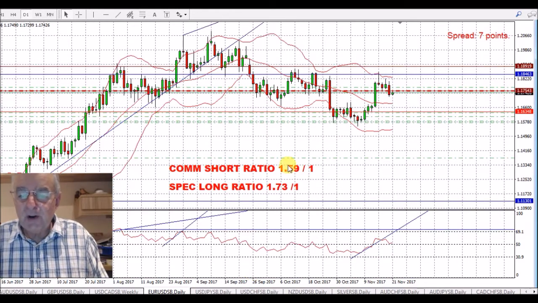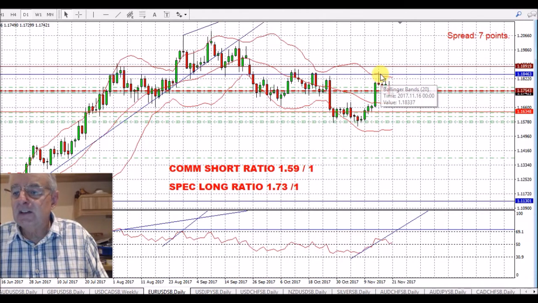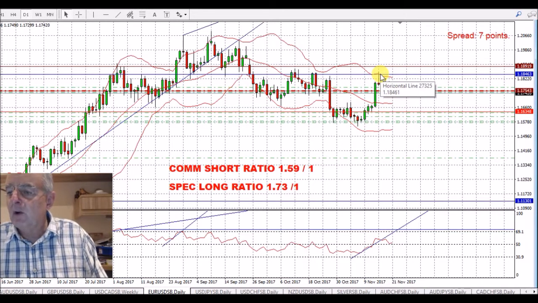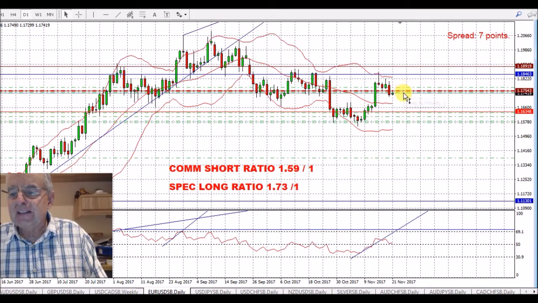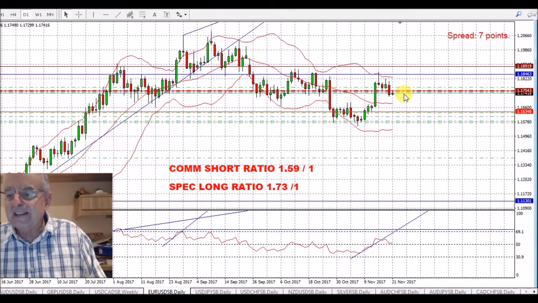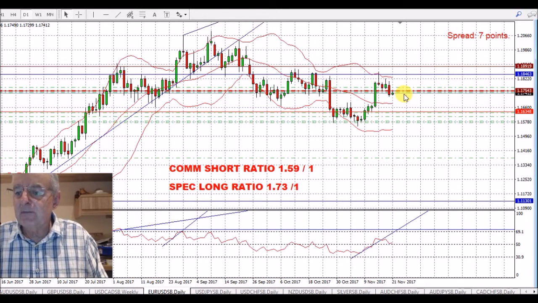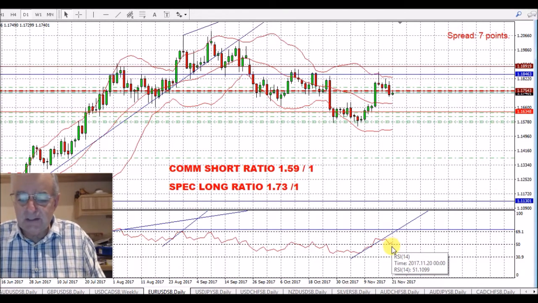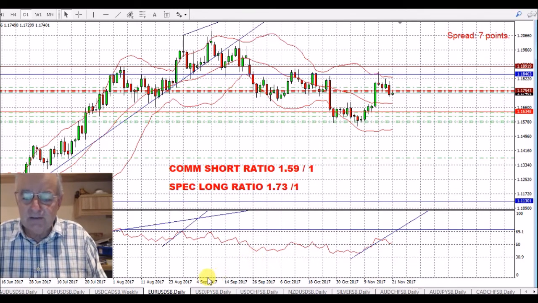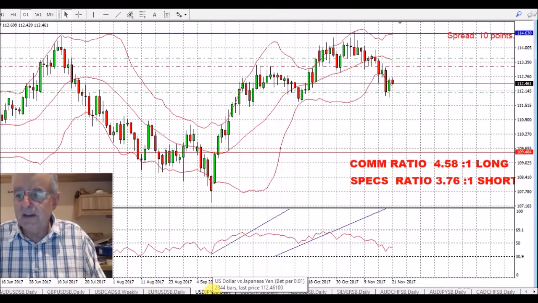Euro dollar. We've got a commercial short ratio of 1.59 to 1. The recent spike in the value of the euro, just up above 118.50, I saw as a selling opportunity. I've got about 4 fairly large trades in here. They're all basically in profit, and as it goes down, I'm going to be adding to those and putting stops in. So we're just above the 50 on the RSI. We're nearly at 52. I'm expecting this to fade during the day, so we'll see where that goes.